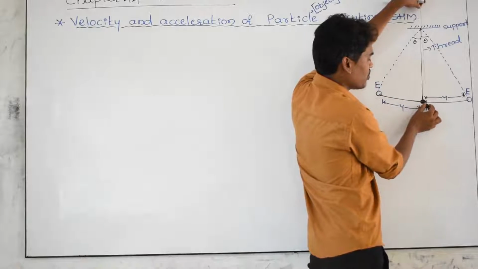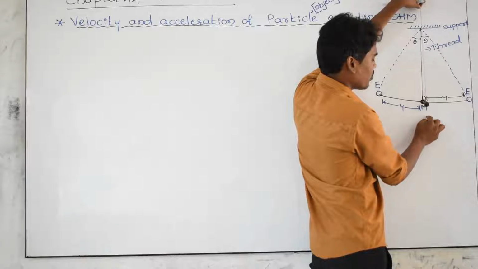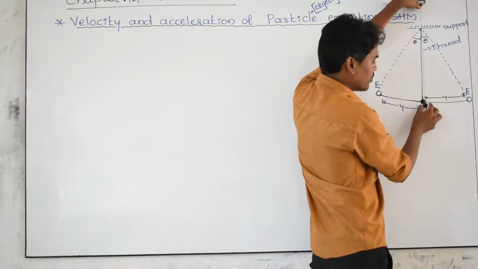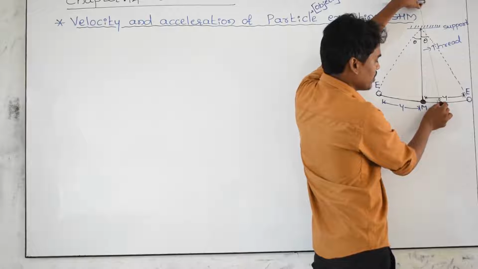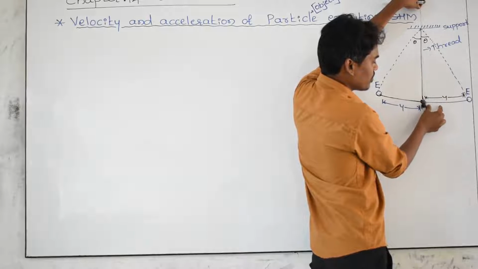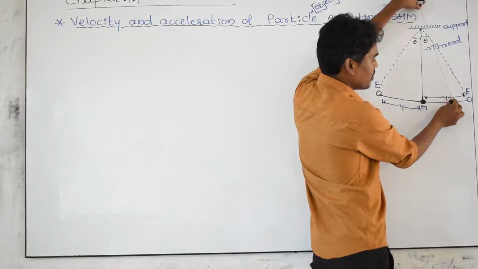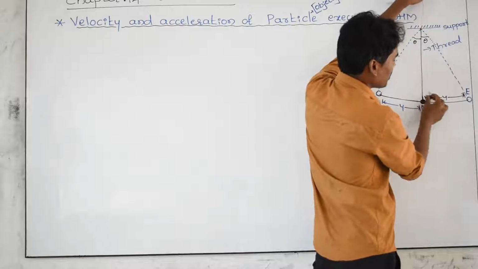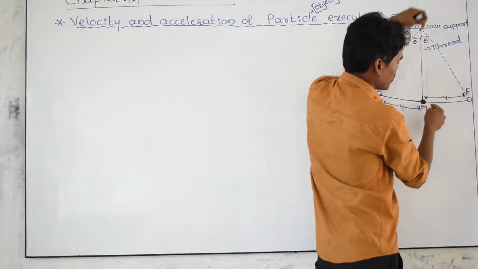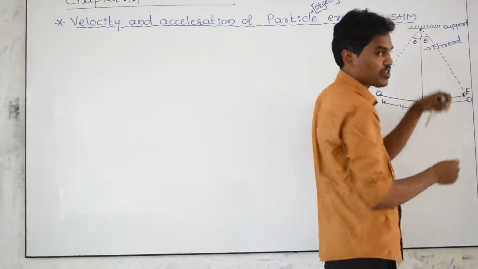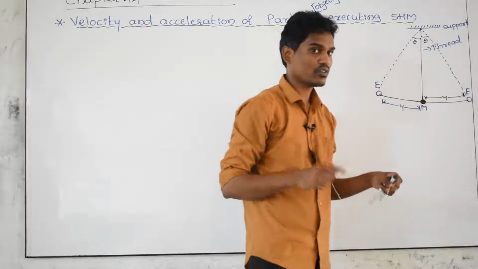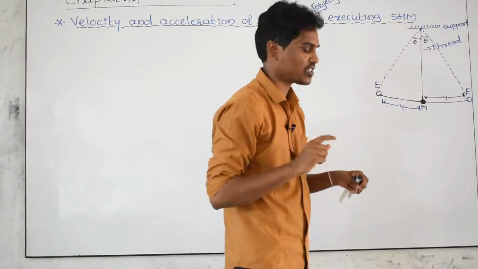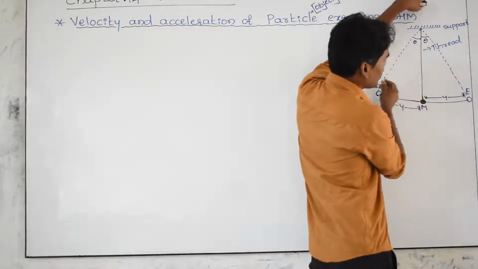If the object is at the mean point, displacement y is equal to 0. If the object is at this point, the displacement is this much. If the object is at this point, this is the displacement, and if the object is at this point, this is the displacement. The maximum displacement is called the amplitude. I have discussed amplitude in the last class. Or else you can take this side.